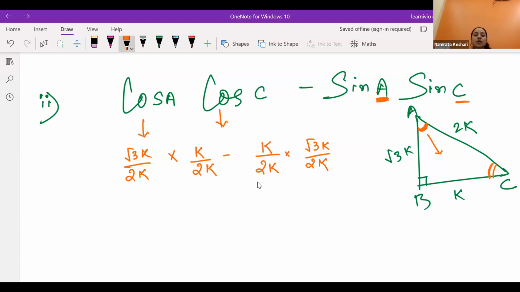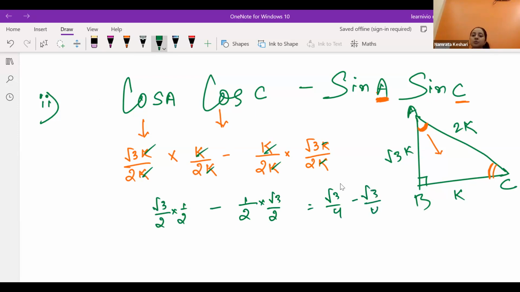Any confusion so far? No, ma'am. Let's quick cancel out the k's. Root 3 by 2 into 1 by 2 minus 1 by 2 into root 3 by 2. Let's do the multiplication. It will be root 3 by 4 minus root 3 by 4 and the result will be 0.